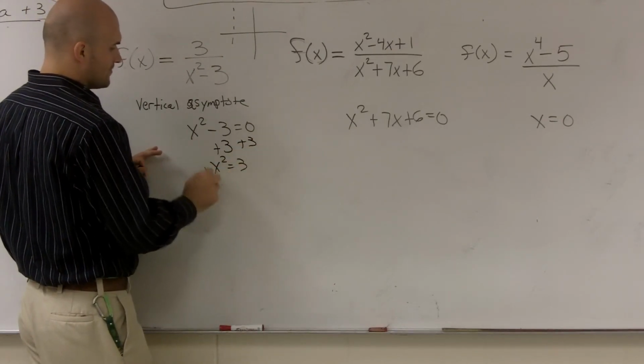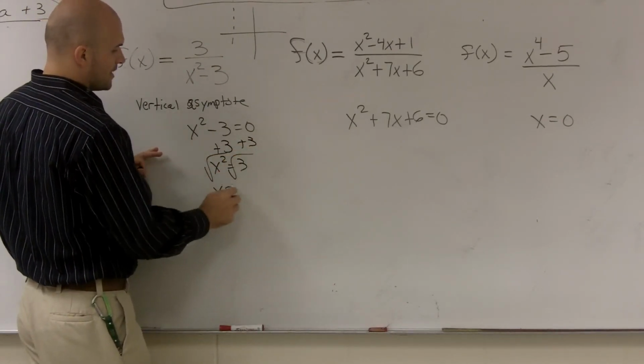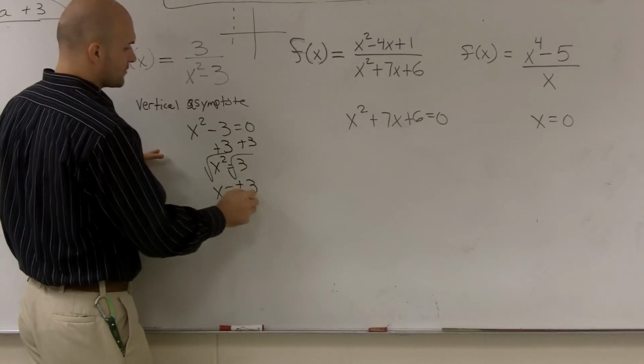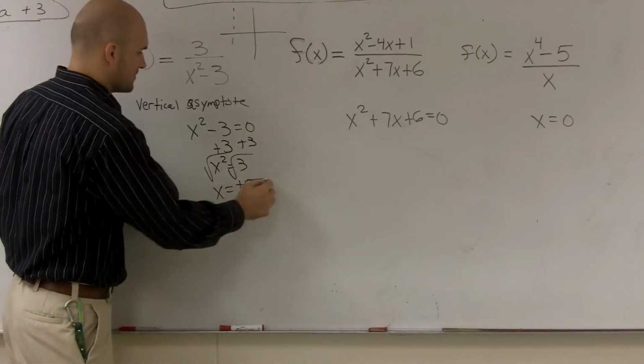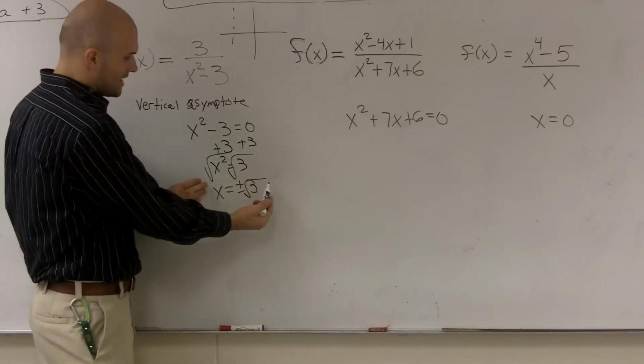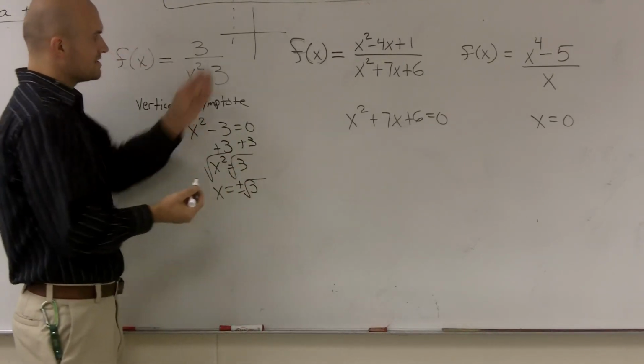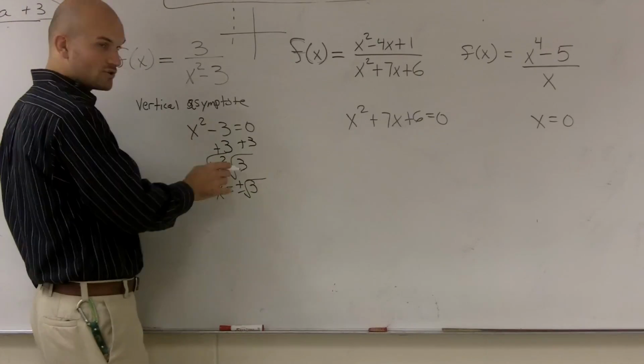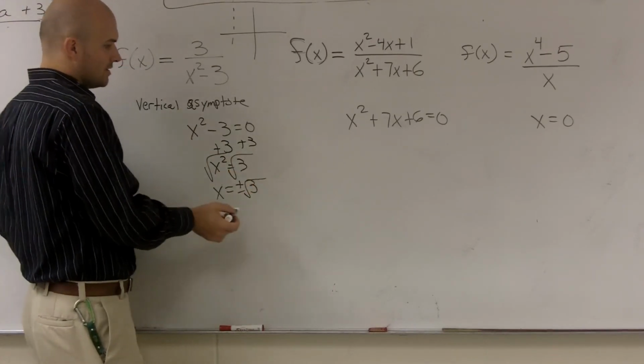X squared equals 3. Square root. X equals plus or minus... I'm sorry, square root of 3. Right? So therefore, my vertical asymptotes for this problem, that means the x values, are x equals plus or minus the square root of 3.